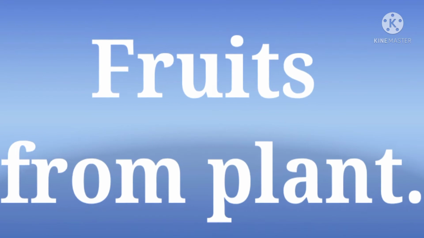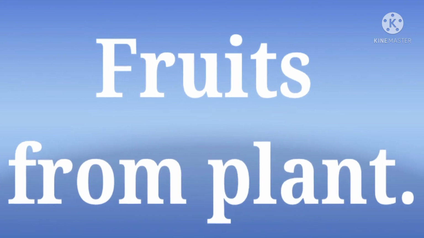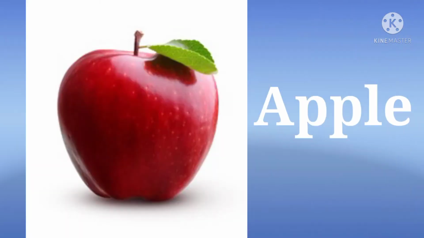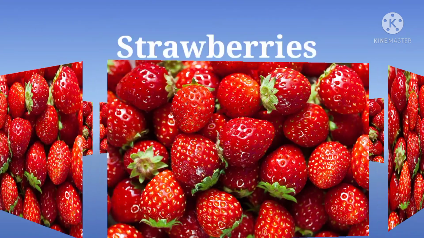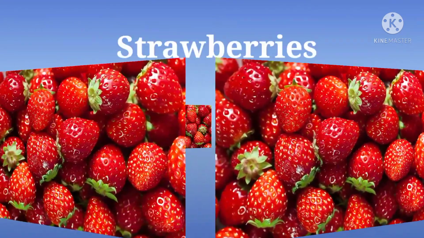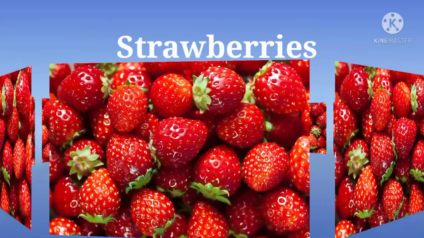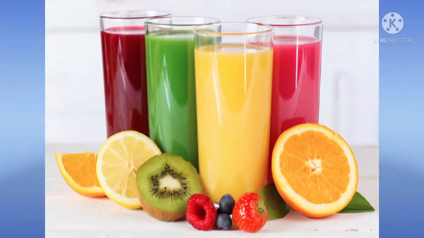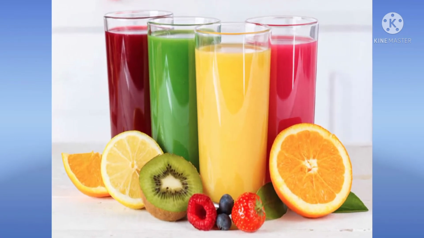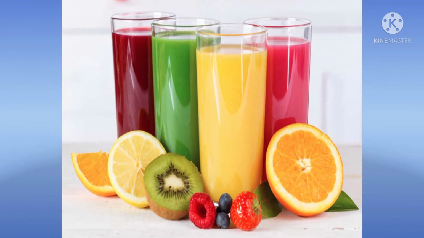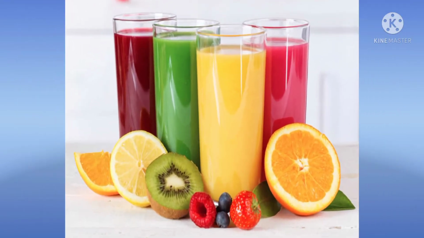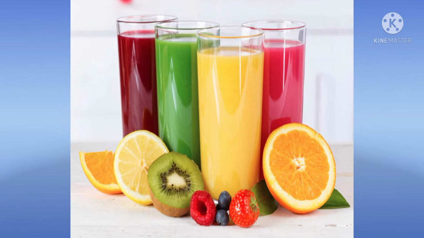Now let's take a look at fruits from plants. The food we get from the fruit of a plant. Number one, we have apple, we have bananas, watermelon, and strawberries. I love strawberries. They are my best fruit. Now, all these fruits can be used to make fruit drink. So these are fruits, food from plants.